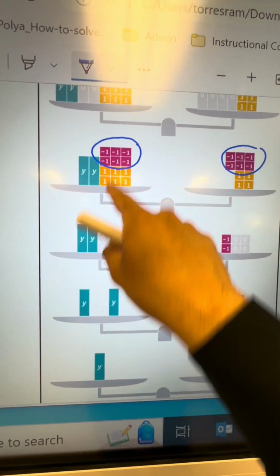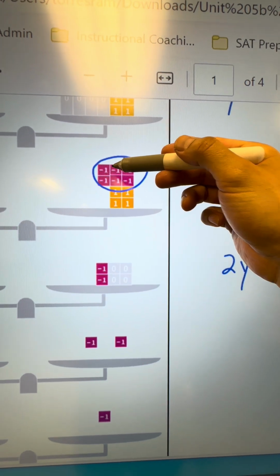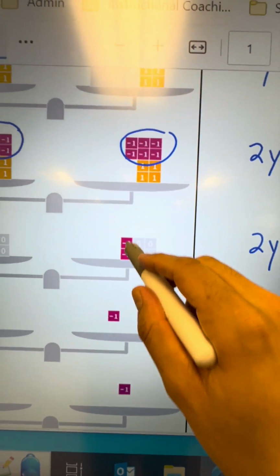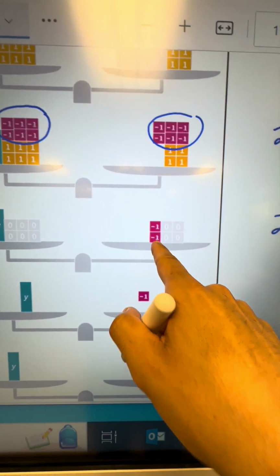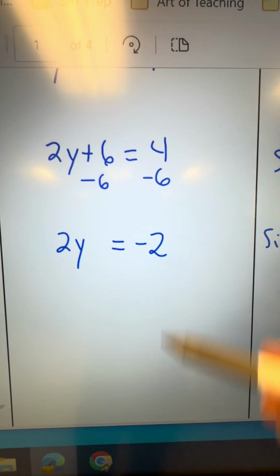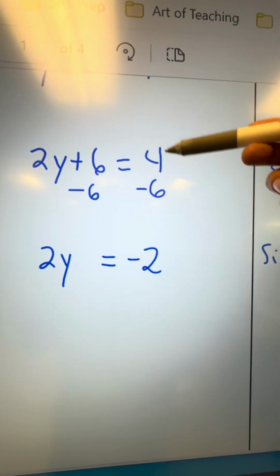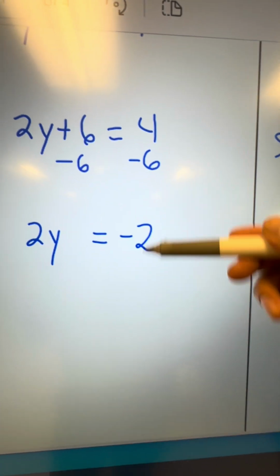And then in my next step, you can see here, when we combine 6 negatives, 6 positives, they all cancel out. 6 negatives combined with 4 positives, we're left with 2 negatives. So now we have 2y equals negative 2, which is what I end up getting after I simplify. And algebraically, you can see 6 positives, 6 negatives. When you combine it, that's gone. 4 positives and 6 negatives, we're going to be left over with 2 negatives.